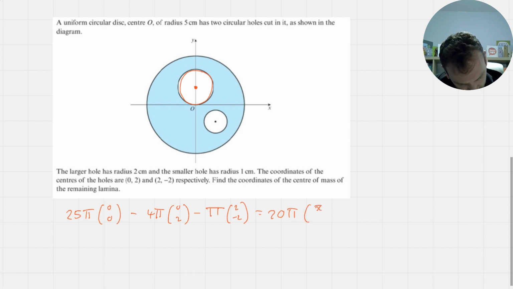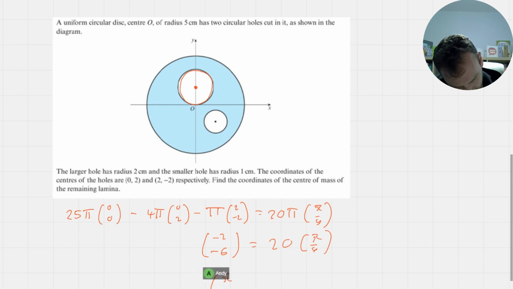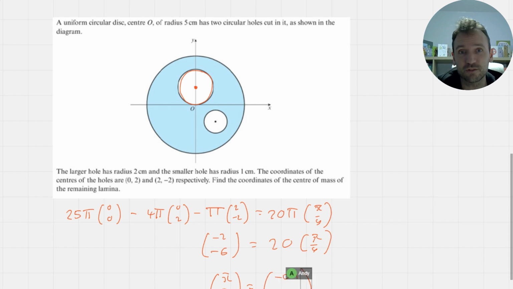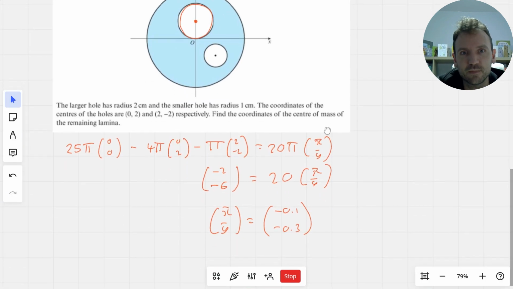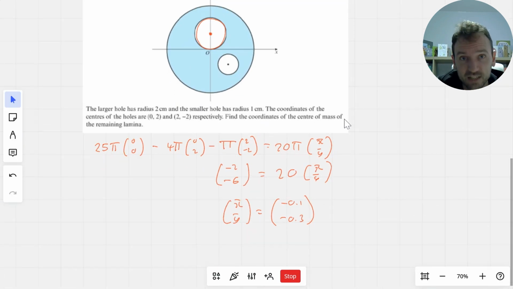And again, we're just going to say that's x bar, y bar, and that's what we want to find. Dividing by pi is a nice, easy thing for us to do, so we might as well divide by pi. And then once we simplify that left-hand side, we get negative 2, negative 6 is equal to 20 x bar, y bar. And you just end up with x bar, y bar is equal to negative 0.1, negative 0.3. Oh, sorry, I've gone off the page there. Negative 0.3.